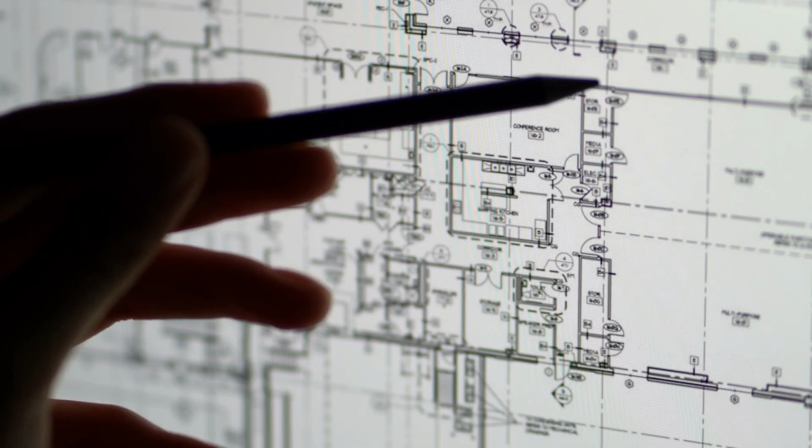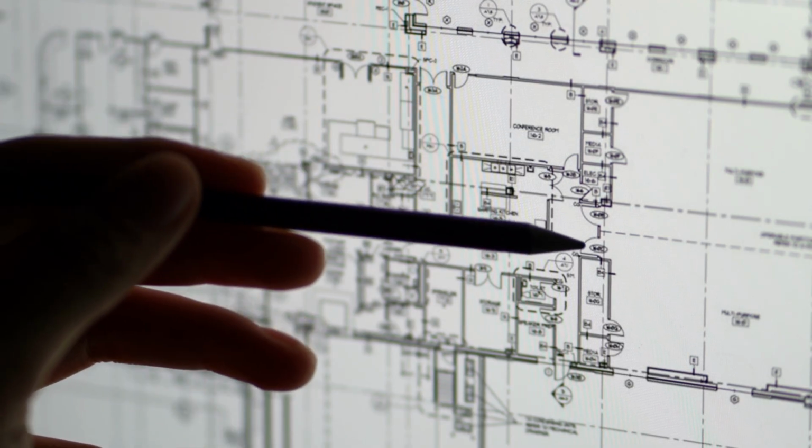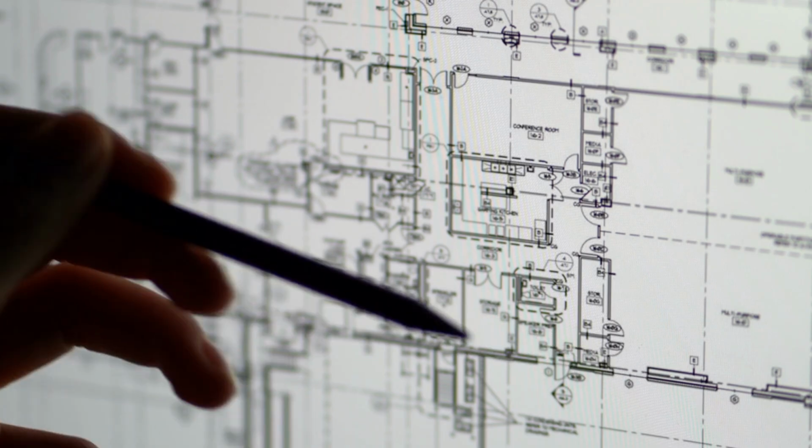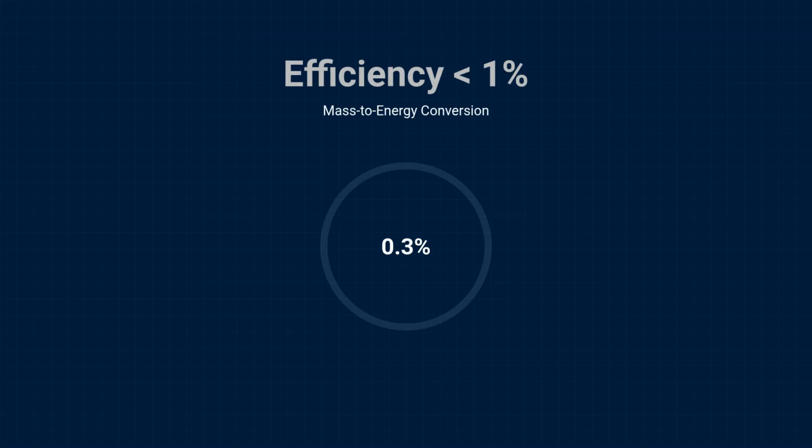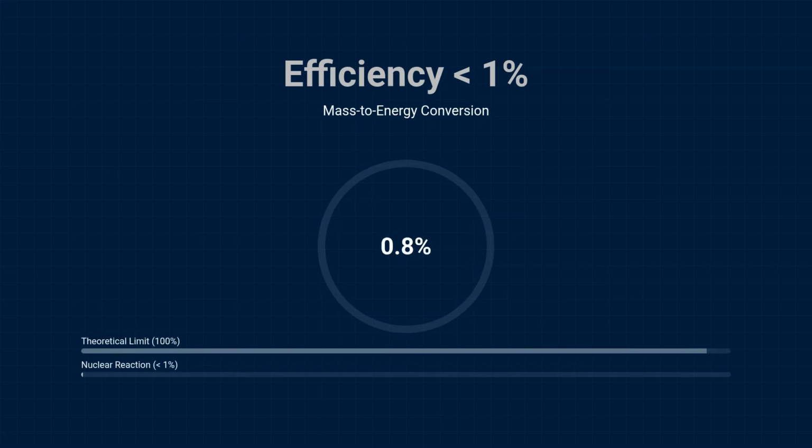Your output shows both the converted value and the equation used. Use these results for reactor design calculations, particle physics energy budgets, or theoretical efficiency limits in energy systems. Remember that real processes never achieve 100% mass-to-energy conversion. Even nuclear reactions typically convert less than 1% of the mass involved.